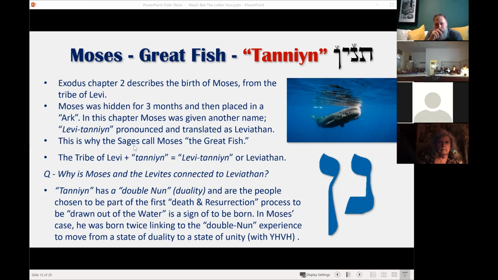Now we read in the New Testament that we are from the priesthood of Melchizedek, so we are a royal priesthood. So that's where the Levi or priest is connected to the rebirth process that actually makes you into a priest.